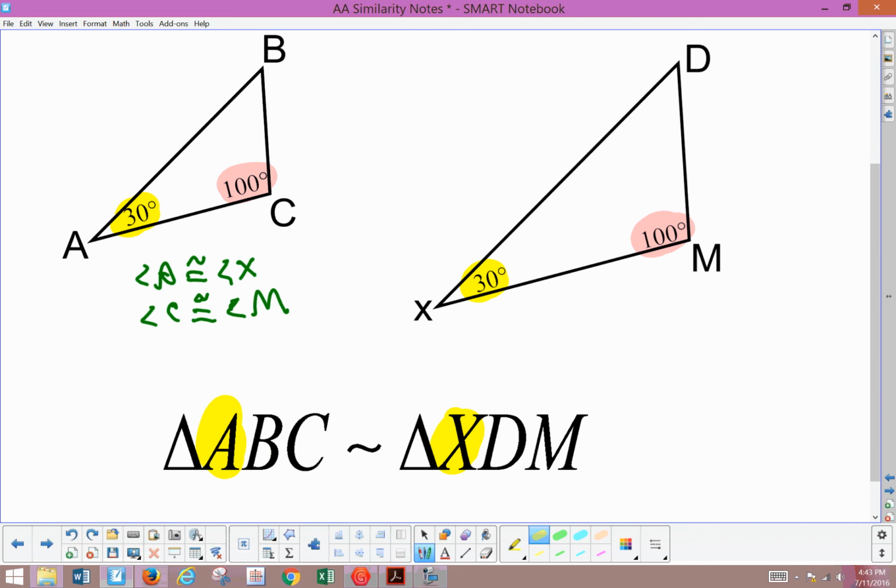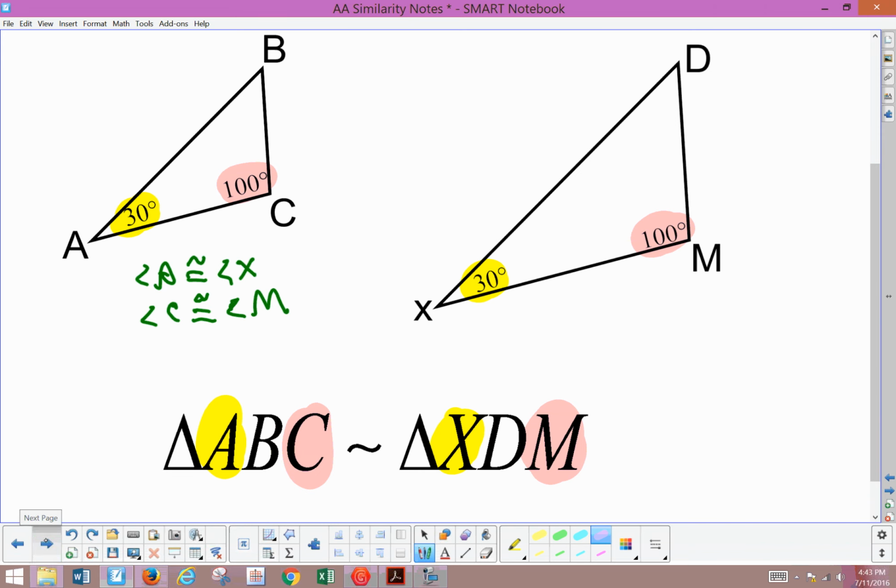Now, I chose to list my left triangle in alphabetic order, A, B, C. Well, the C was my other angle that I knew. I knew that it had to match M. So if I ended with a C on the left listing, I had to end with M on the right listing. And the symbol in between, that is the symbol for similarity. It's that single squiggle in the middle.